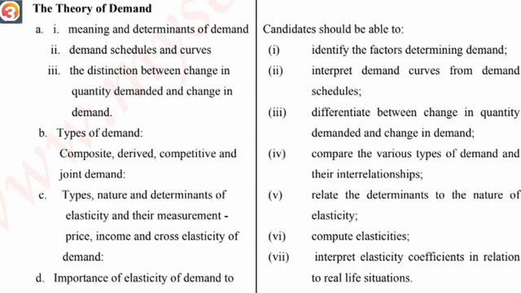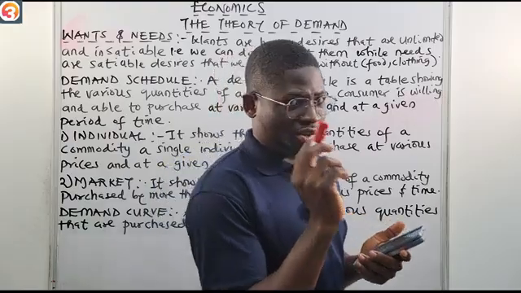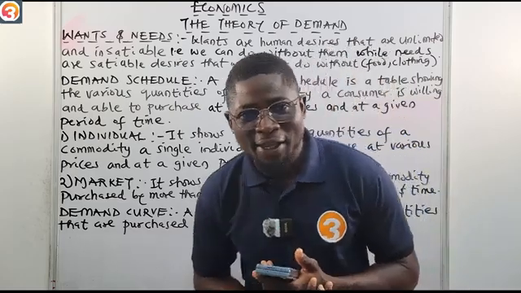It is being shown on your screen right now. We're going to look at composite, derived, competitive, and joint demand, which are the types of demand we have. Then we're going to be looking at types, nature, and determinants of elasticity and their measurements. Price, income, and cross elasticity of demand. Then D, which is the concluding part, I'm going to look at the importance of elasticity of demand to consumers, producers, and governments.